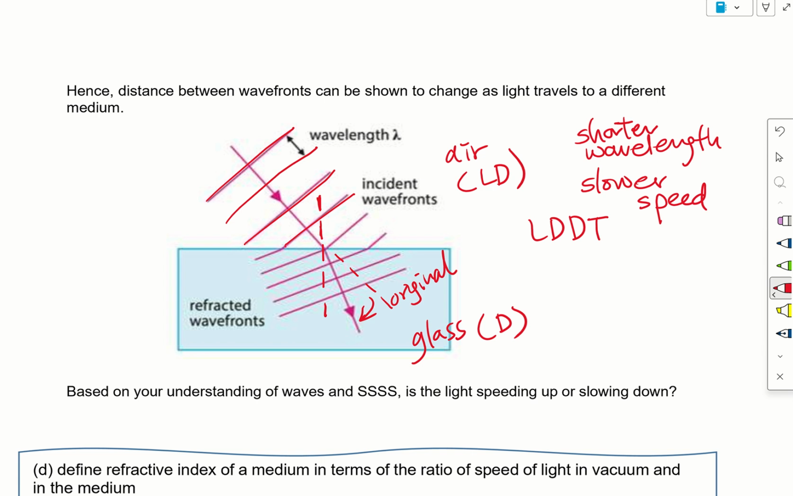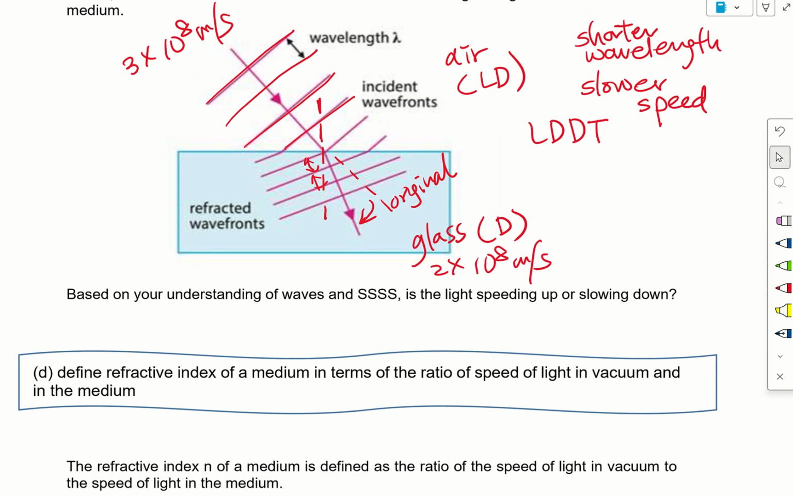Slower speed. So you do see that the wavelength becomes shorter because the speed changes from 3 times 10 to the power of 8 meters per second in air to roughly 2 times 10 to the power of 8 meters per second. Okay, so based on your understanding of waves, is the light speeding up or slowing down? So it is slowing down.